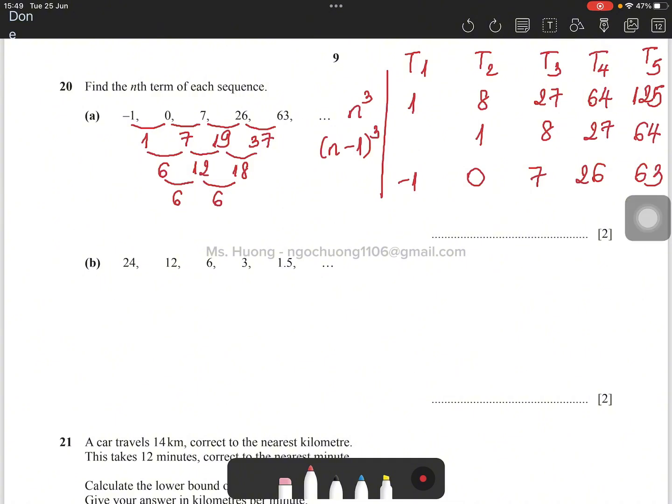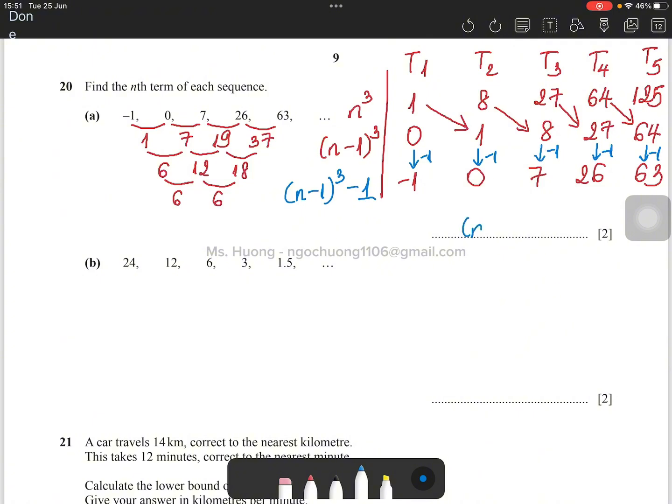And the first term is 1 minus 1 cubed equals 0. So this means I change the first term into the second term, the second into the third term, and the third into the fourth term. And now we see that 0 minus 1 equals -1. 1 minus 1 is 0. 8 minus 1 is 7. 27 minus 1 is 26. And 64 minus 1 is 63. So it means we subtract n minus 1 cubed by 1. And this is the final answer. n minus 1 cubed minus 1.